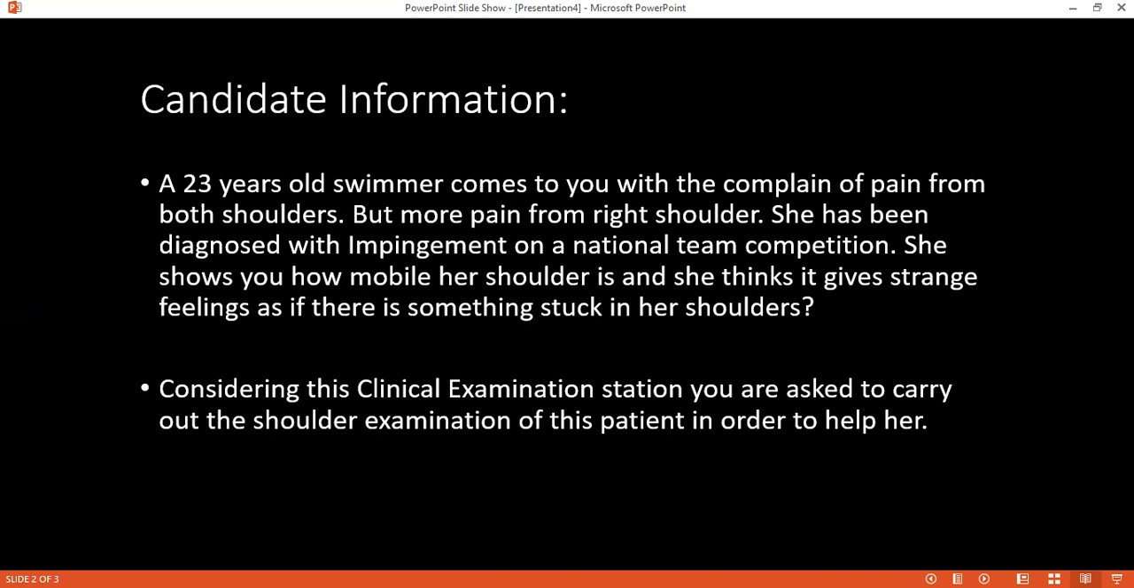Then the lift off test, which is called Gerber's lift off test. In the internal rotation position, I'll hold the palm of the patient's hand to the back while asking the patient to lift it off. If the patient is unable to do that, then there will be weakness of the subscapularis. So in order to complete my examination, I'll do the examination of the cervical spine and elbow, as well as distal peripheral neurovascular examination also.